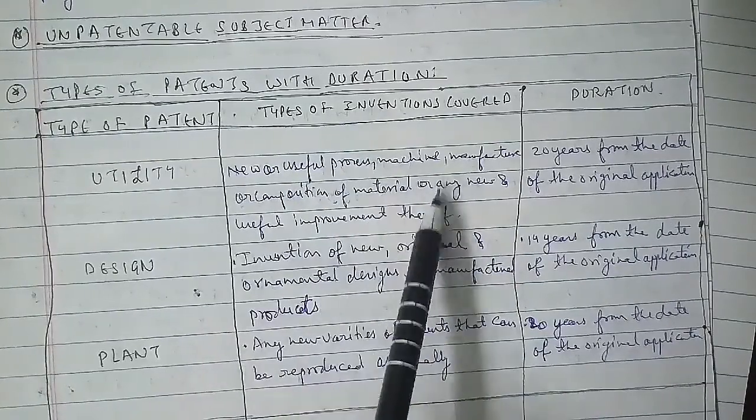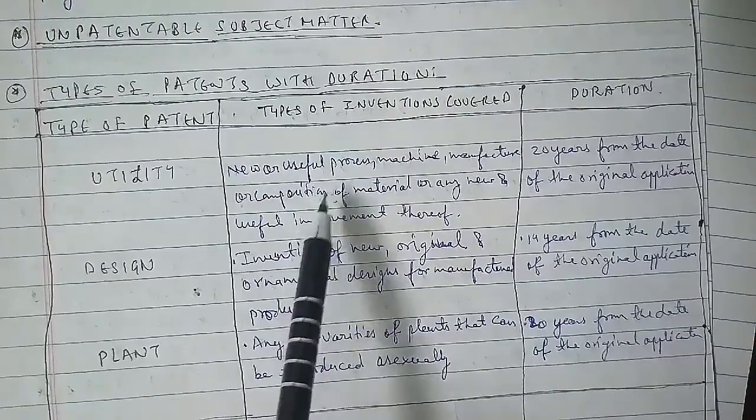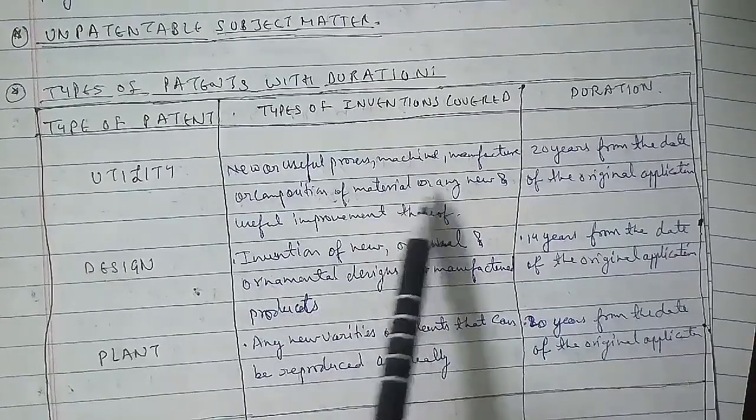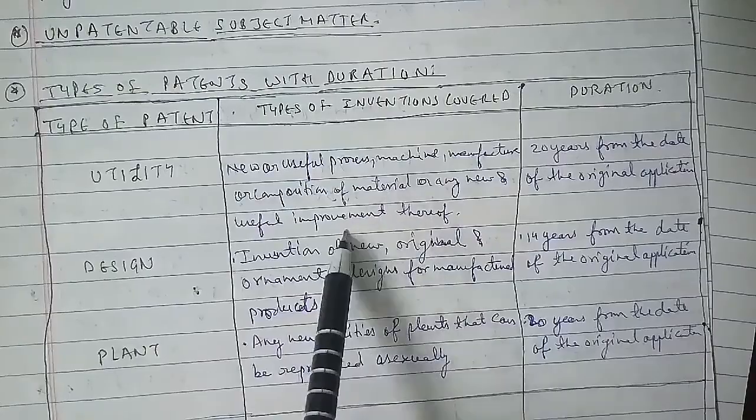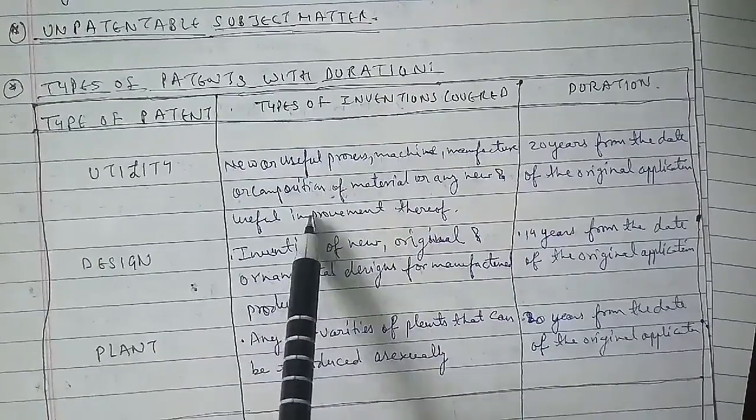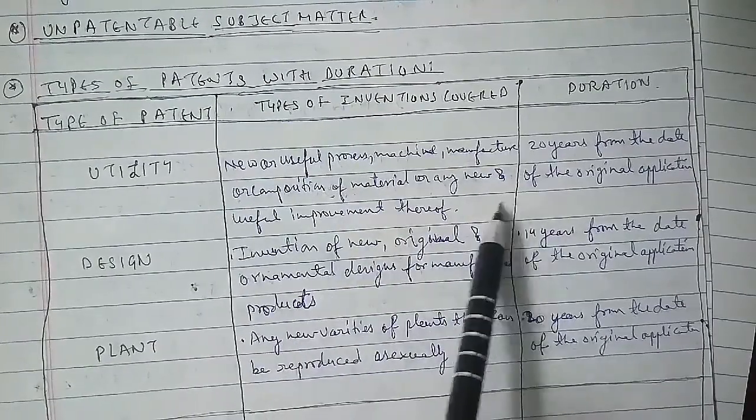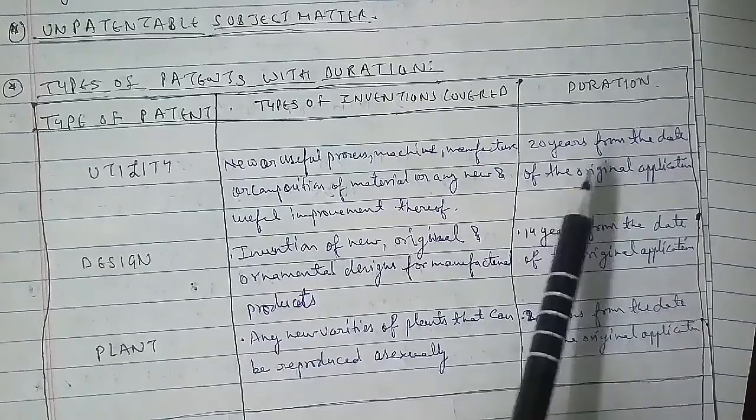The third we have is the plant patent, which covers any new variety of plant that can be reproduced asexually, and the duration is 20 years from the date of the original application as well. Now we'll discuss some of the business method patents.